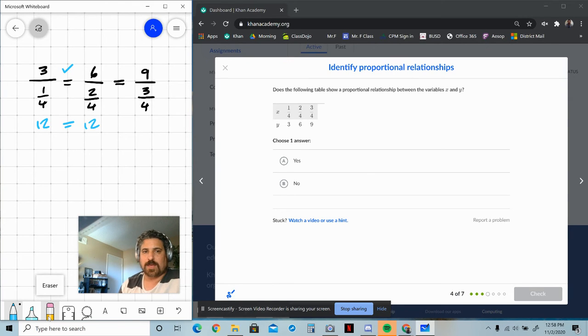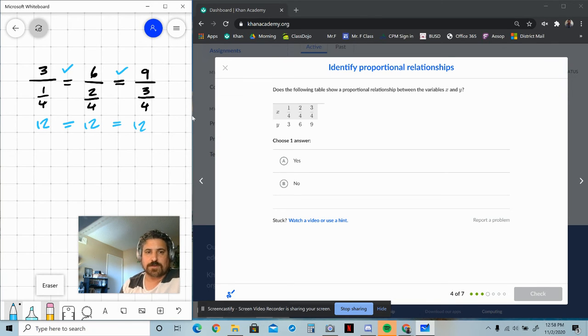So that's a yes. And then on this one, you've got 9 divided by 3/4, which is the same as 9 times 4/3, which means that you're going to have 9 times 4 over 3. 9 times 4 is 36, over 3 is 12. So you have a 12 again. So are all of these ratios the same? Yes, they're all worth 12.